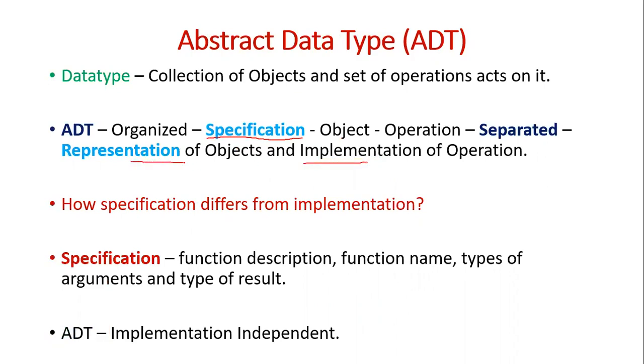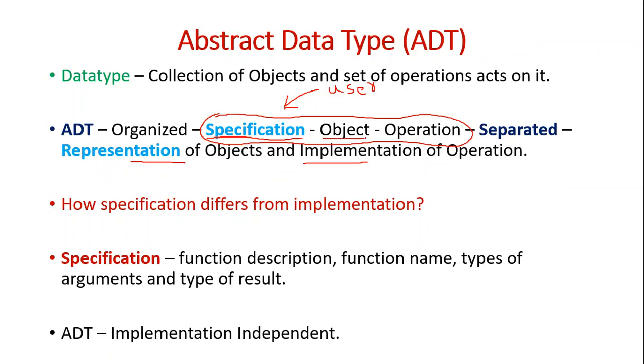Okay, so why should it be separated? It should be separated because the specification of the object and the specification of the operations performed on the object are from the user perspective. So a user who is using a particular data type wants to know what that particular data type is, what it means, and what the typical values it can take are. That is called specifying that object.